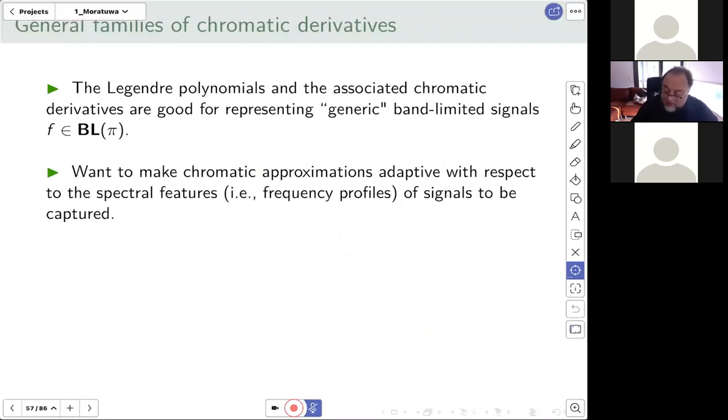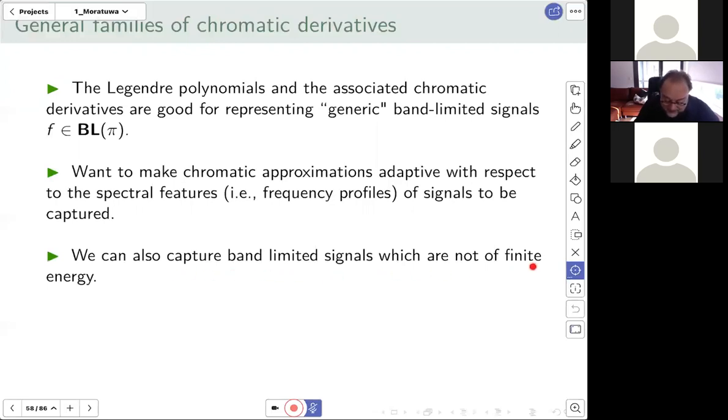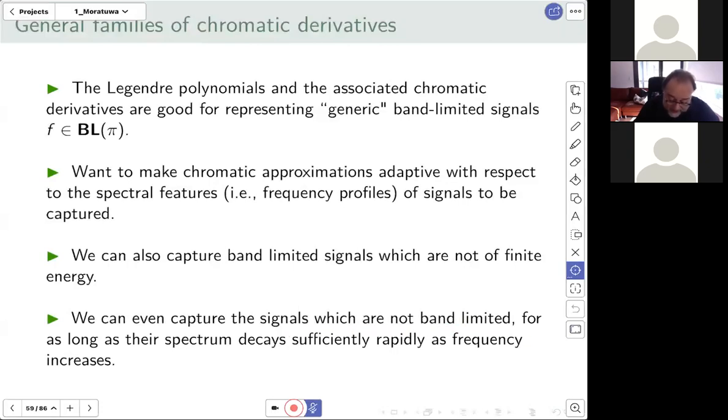that the expected spectrum of your signal has a certain frequency profile. Then you can actually custom make both the chromatic derivatives and the associated expansion functions so that you optimally capture precisely these signals and maximally reject the noise that doesn't share the same spectral features. You can even capture band-limited signals that are not of finite energy. And you can even capture signals which are not band-limited for as long as their spectrum decays sufficiently rapidly as frequency increases, which is in fact always the case for non-band-limited signals that do come up in practice.